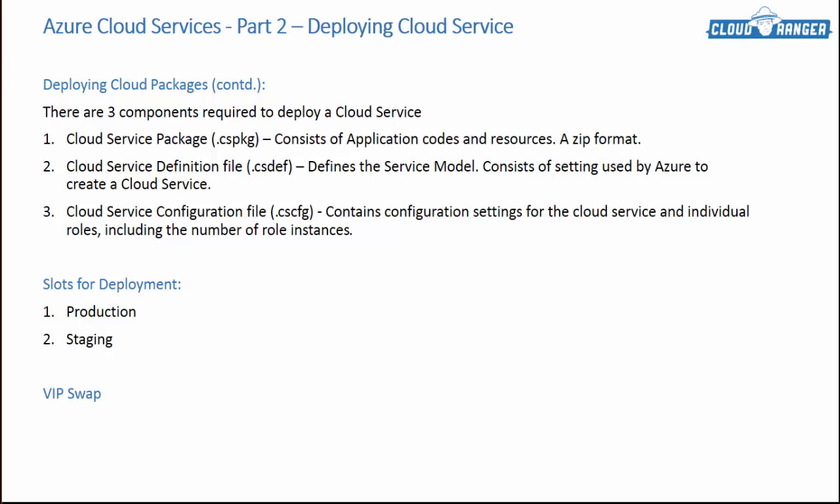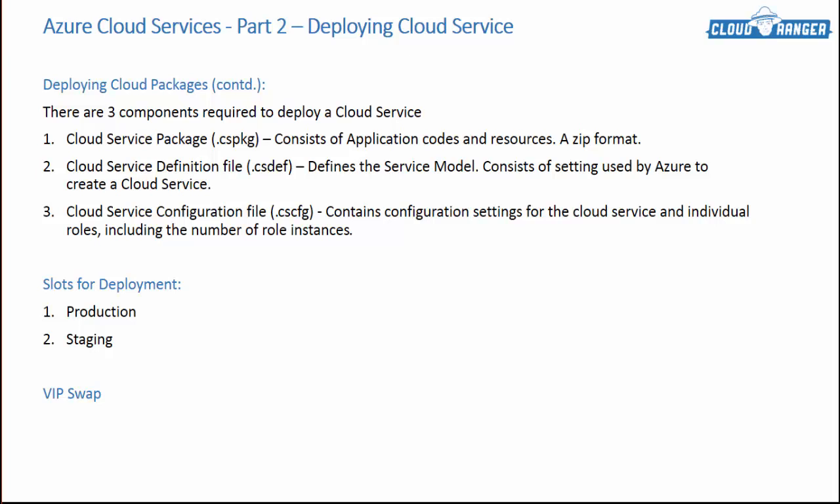So this definition file and the cloud service package file are packaged together, and that's what the package is. So when we say that there are two files, the CSPKG will have the CSDEF file for defining how the service model is going to be. So you are not going to go and see a CSDEF file to upload. It will be there with the package file when you deploy.